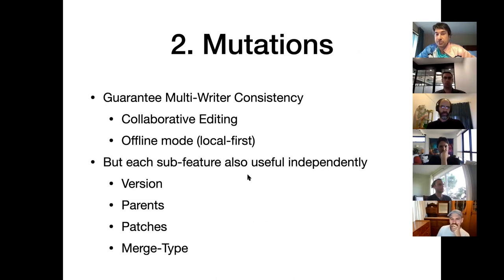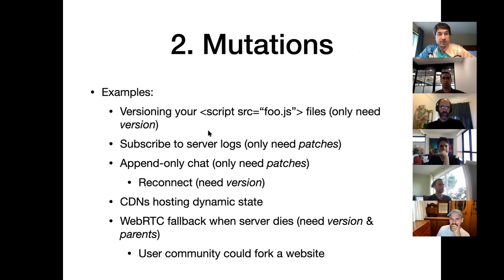But all these sub features, the versions, parents, patches, and merge types, are also useful independently. Here's a couple examples. If all you have is version information added to a resource like a script, then you can fetch a script at a particular version. That's nice just to have historical publishing of your scripts, and maybe this app needs an old version of it. You could even have a version tag attribute in the script tag.